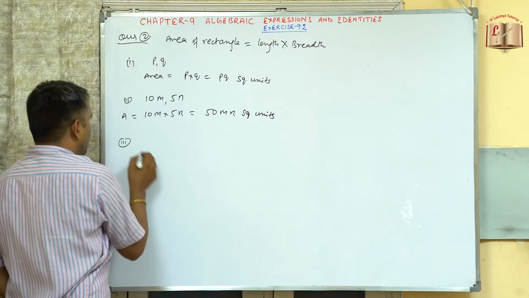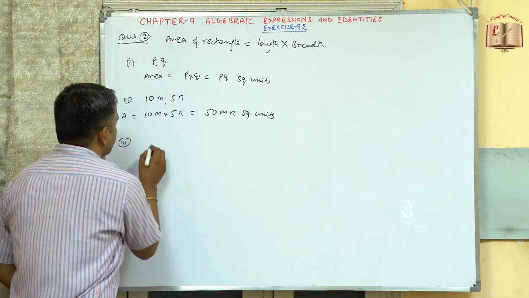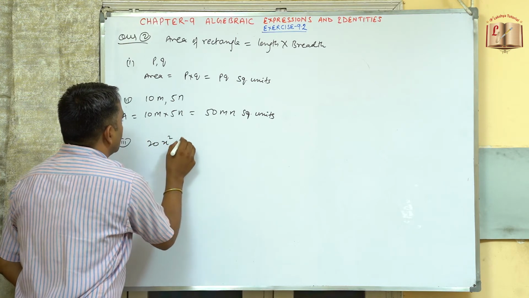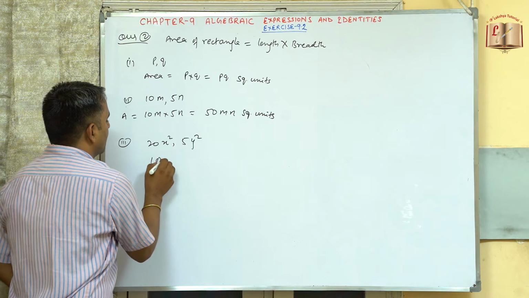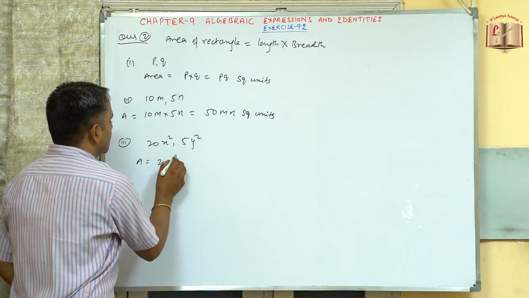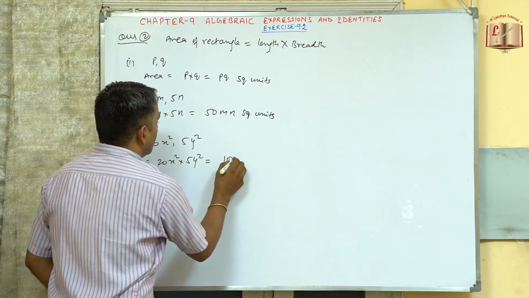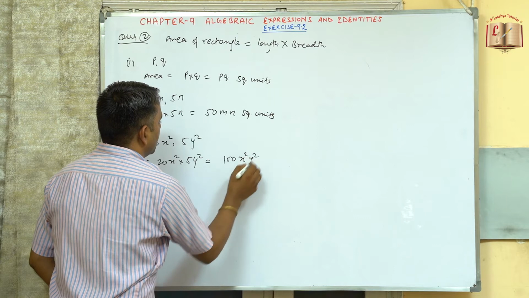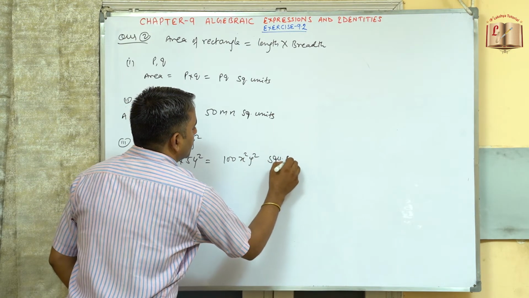Similarly for the third part, it is now 20x square and 5y square. So this will be now 100. Area will be equal to 20x square into 5y square. So this will be now 100 x square y square square units.